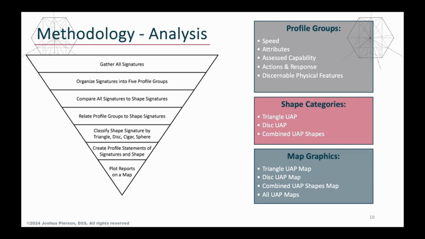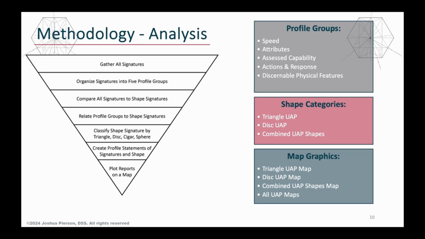Triangles were reported 184 times. Discs were reported 152 times. Spheres were reported 107 times. Cigars were reported 83 times. And all other shapes were reported 52 times. Of special note, all other shapes were then converted to combined shapes category when doing data analysis. Discs included circles, triangles included deltas, combined shape category included cigars, spheres, cylinders, diamonds, cubes, squares, and rectangles.